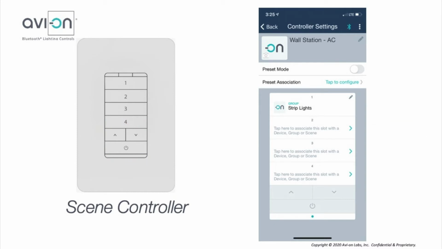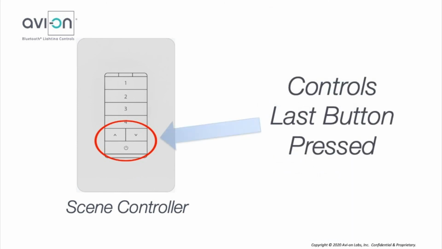If I were to leave it in this state, the user could press buttons 2, 3, or 4, then press the power button, and the light will not turn off. It would appear to the user that the wall station doesn't work, because these 3 buttons are controlling the last button pressed. There's nothing programmed on these buttons yet. Remember, the power and the arrow buttons work based on the last button pressed. You must program all 4 buttons on the scene controller. If needed, you can program all 4 buttons the same way, and that will work perfectly fine.